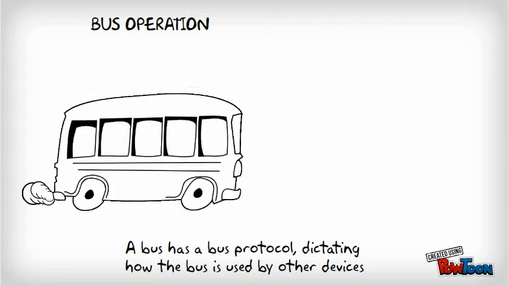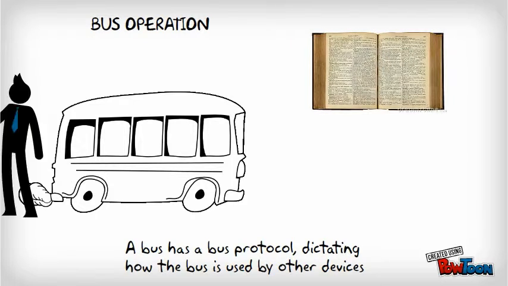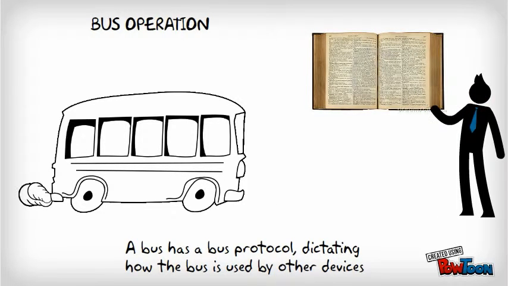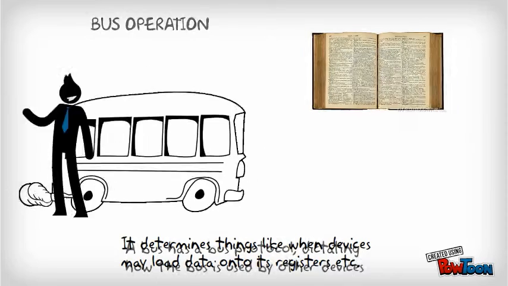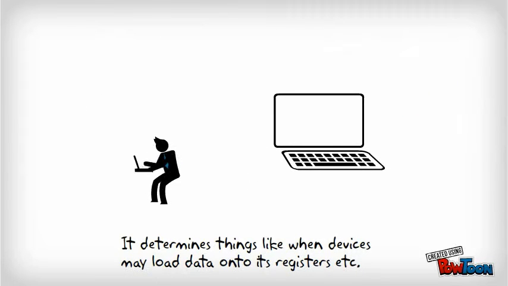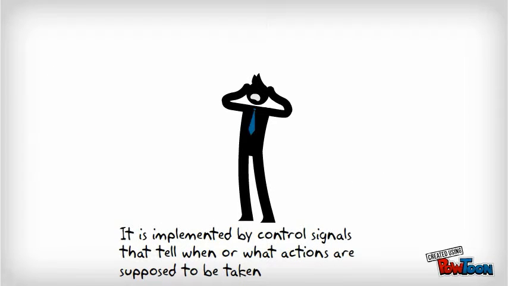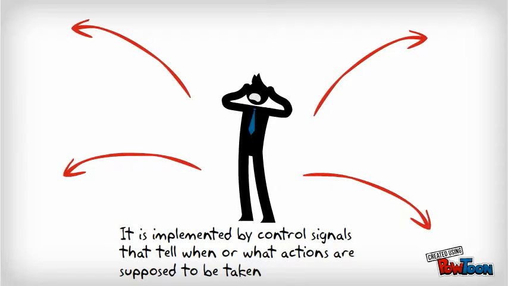Bus operation. A bus has a bus protocol, dictating how the bus is used by other devices. It determines things like when devices may load data onto its registers, and etc. It is implemented by control signals that tell when or what actions are supposed to be taken.